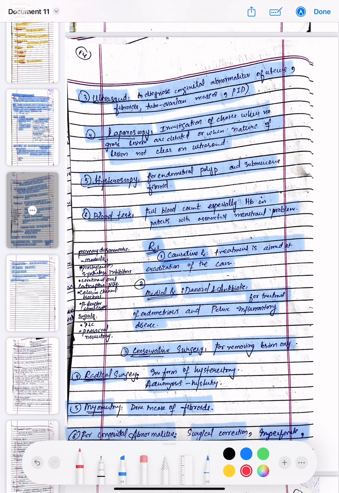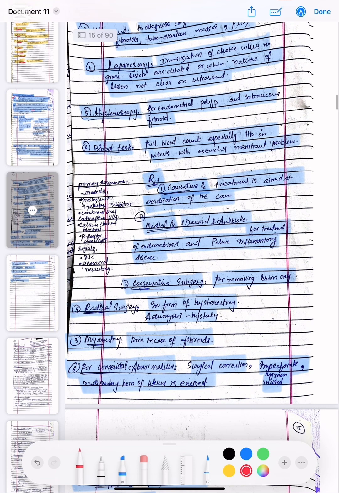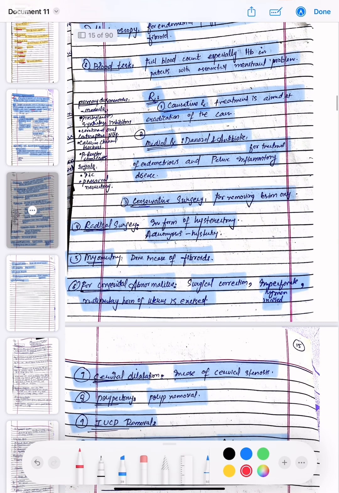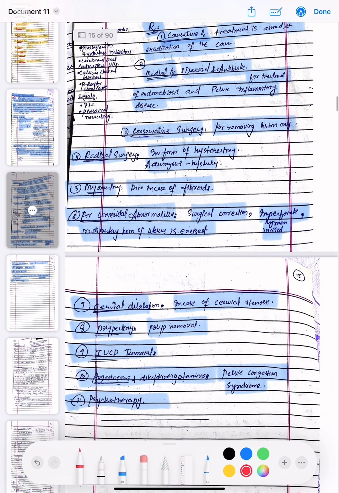Then hysteroscopy is done for endometrial polyp and some submucous fibroid, and blood tests are done, that is full blood count, especially Hb in patients with associated menstrual problems. The treatment options are causative treatment, which is aimed to eradicate the cause, and medical treatment, which is danazol and antibiotic for the treatment of endometriosis and pelvic inflammatory disease. Then conservative surgery, then radical surgery, then myomectomy. And for congenital abnormalities, surgical correction, cervical dilatation, polypectomy, intrauterine contraceptive device is removed, progesterone and dihydroergotamine, and psychotherapy is done.